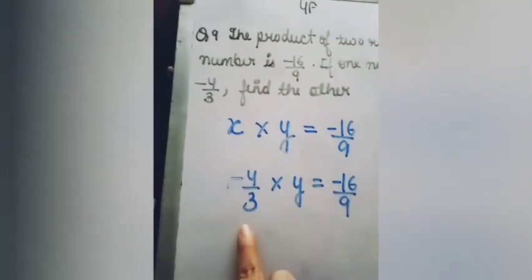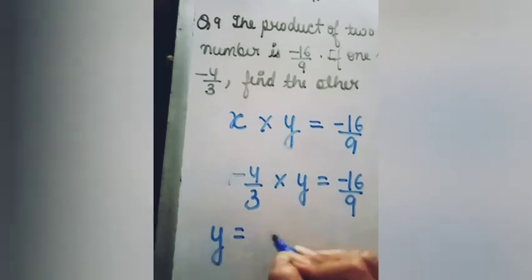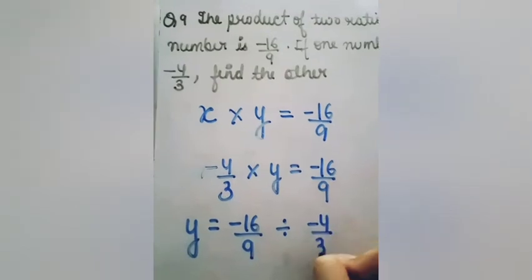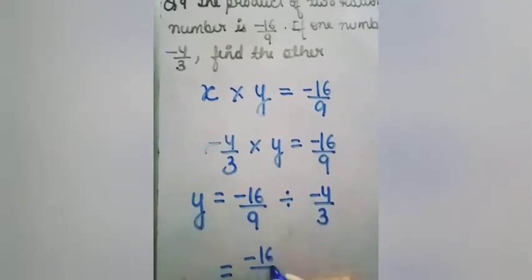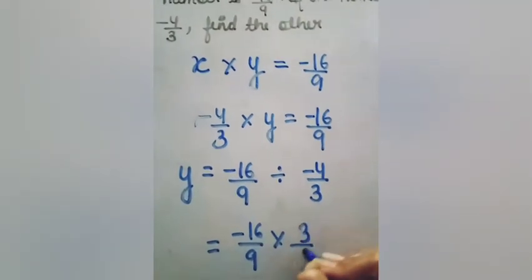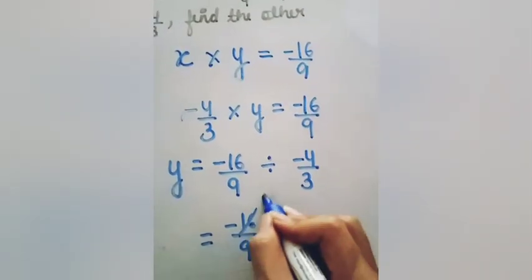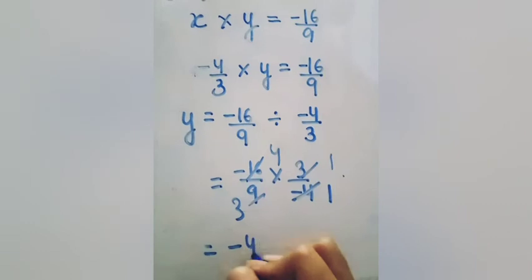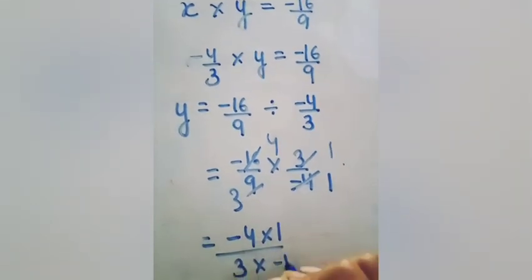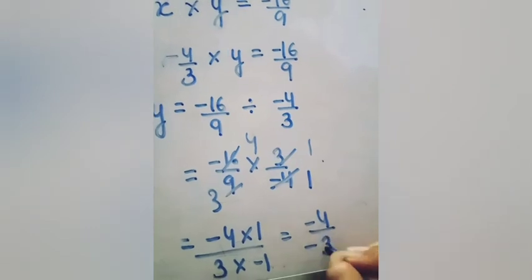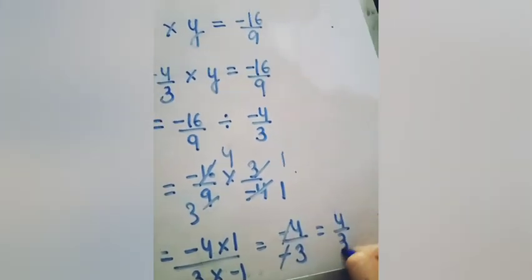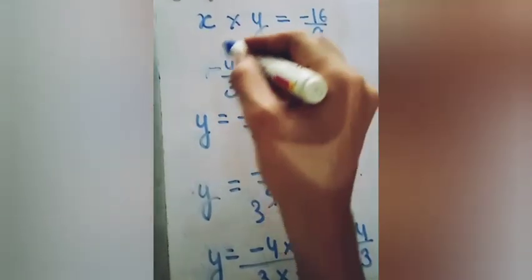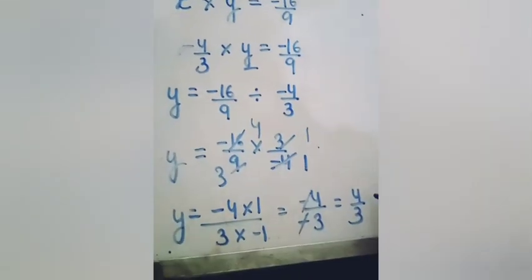What we will do: we will send this number to the other side to find the value of y. When it goes to the other side, it will be in division. Now solve this. Multiply by the reciprocal. 4 ones are 4, 4 fours are 16, 3 ones are 3, 3 threes are 9. We have minus 4 into 1 and 3 into minus 1, so it will be minus 4 upon minus 3. Minus minus cancels each other, so 4 upon 3. And class, here the reciprocal is not needed because we have already found the value of y. When we sent it to this side, y was left here, so y equals 4 upon 3.